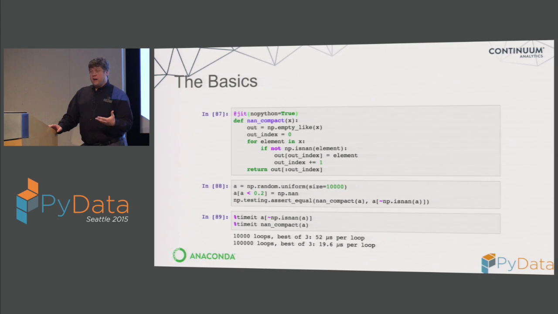So here I'm creating a new array inside my nopython mode function, and then notice how I can loop through the array using natural Python syntax. I just go for element in X like an iterator, but underneath the covers it generates machine code to iterate the pointer through the array elements. And then I do a check to see if it's a NaN, and if it isn't, then replace the out index, sort of grab all the values that are not NaN into a new array. So that's what this little function does.